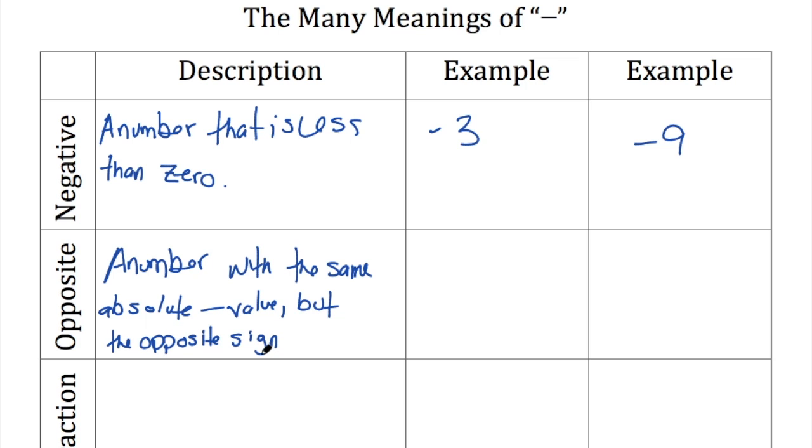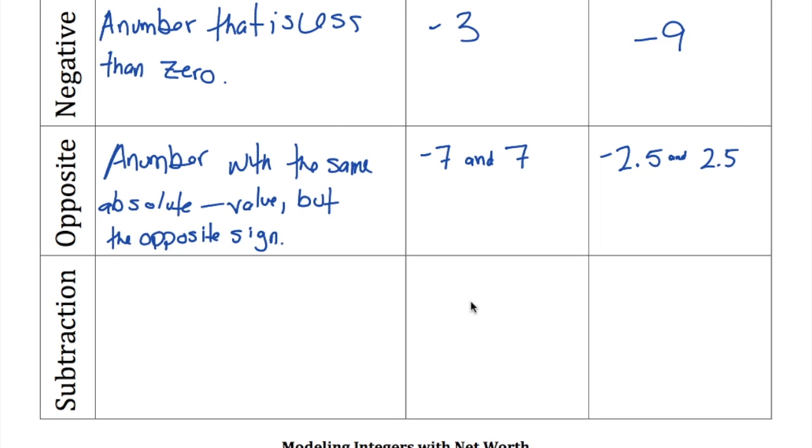So we can talk about these in a pair. So for example, -7 and +7 are opposites. -2.5 and +2.5 are opposites. Same distance from 0 on the number line, but on opposite sides.